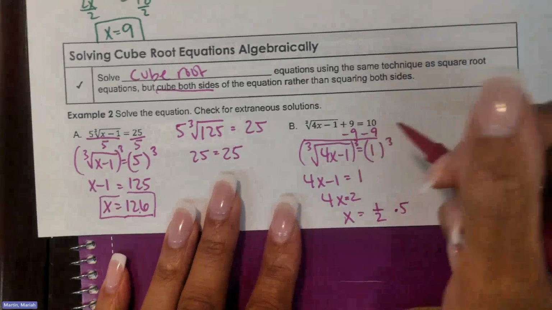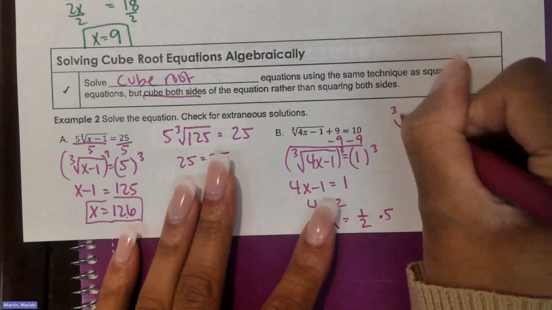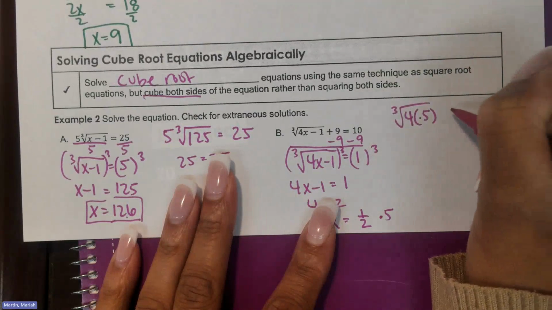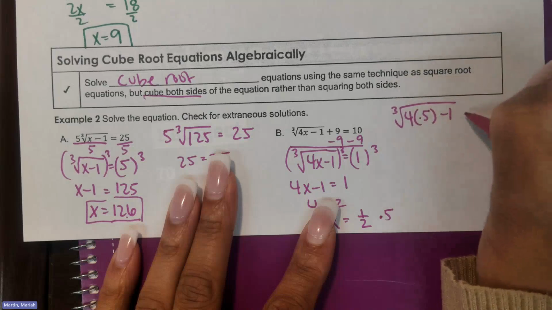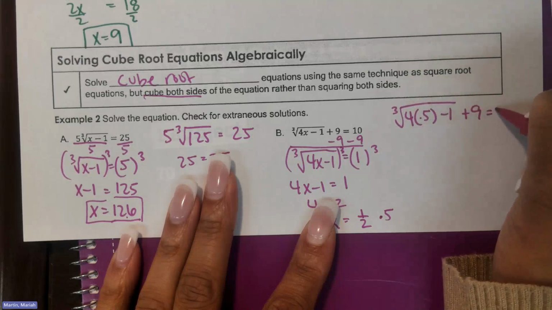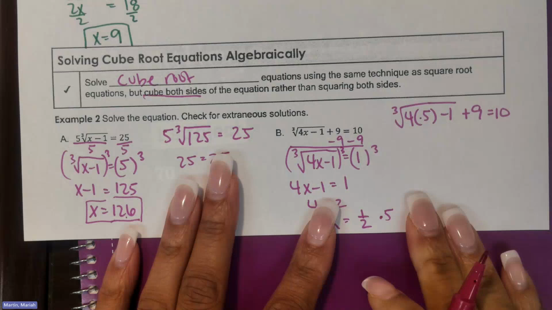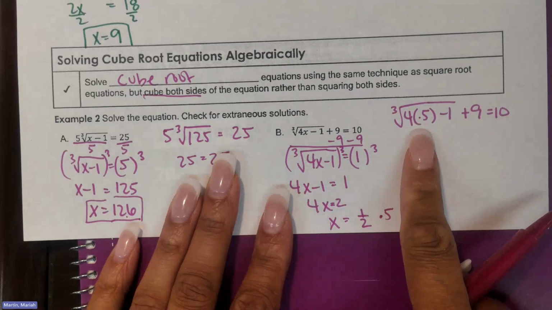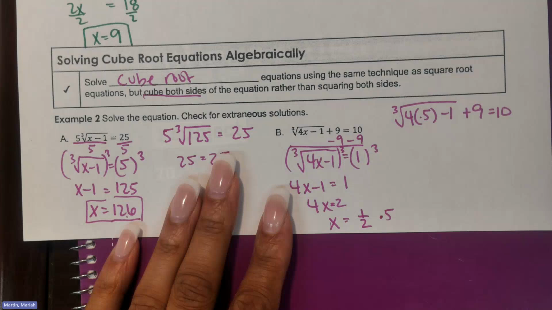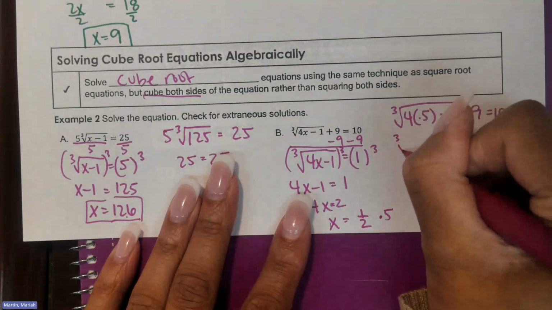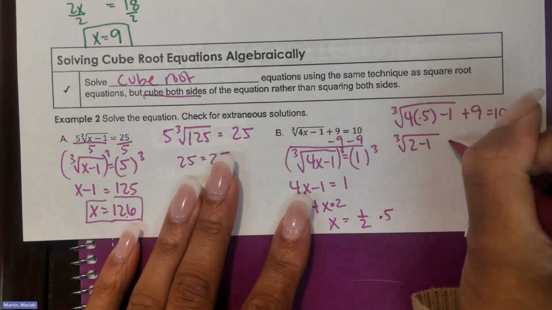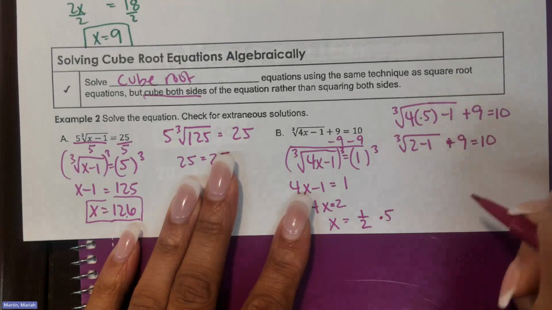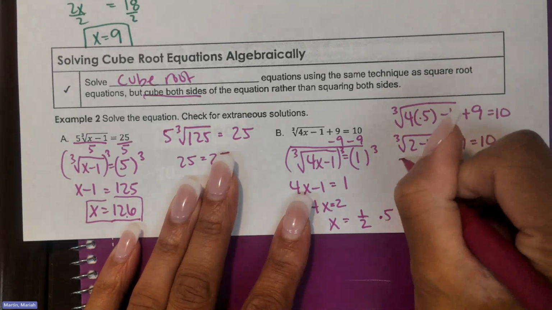Okay, so I'm going to plug in the cube root of 4 times 0.5, or you can say 1/2, minus 1 plus 9, and we're going to check to see if it equals 10. Okay, 4 times 0.5, or half of 4, is 2. So this is 2 minus 1. 2 minus 1 is 1.